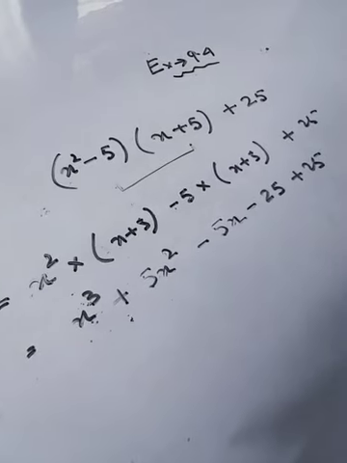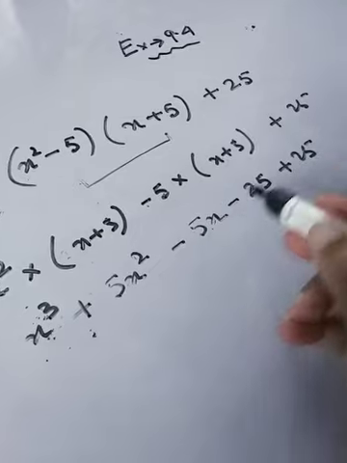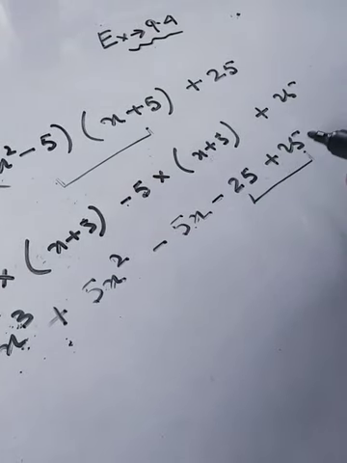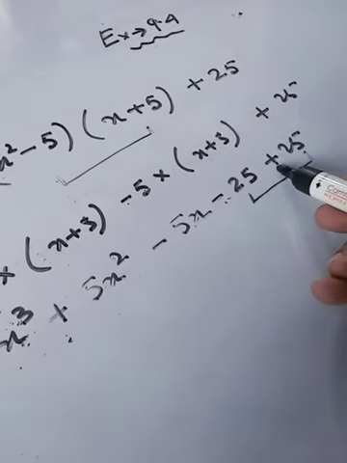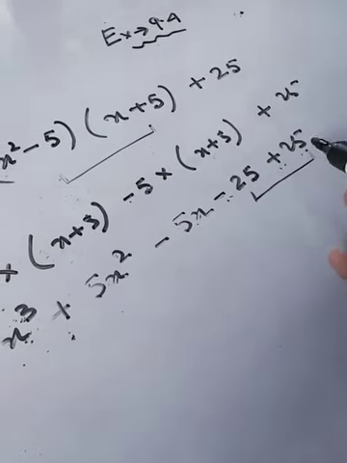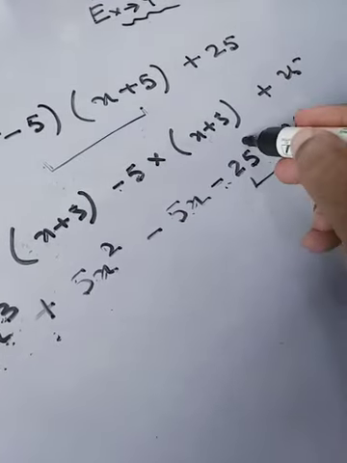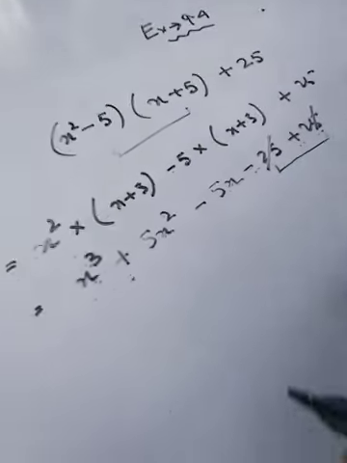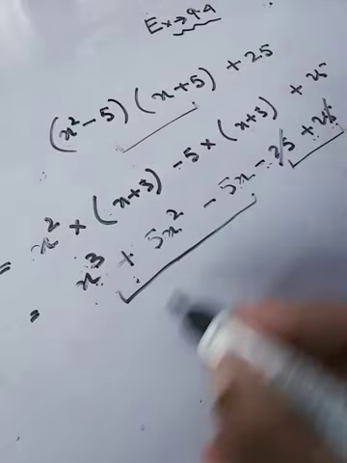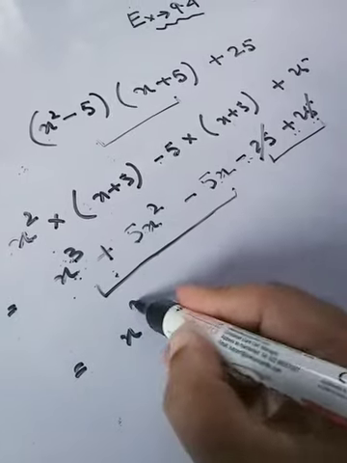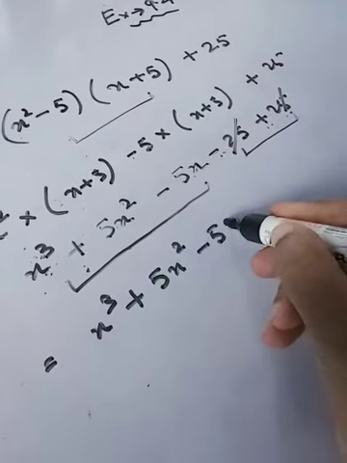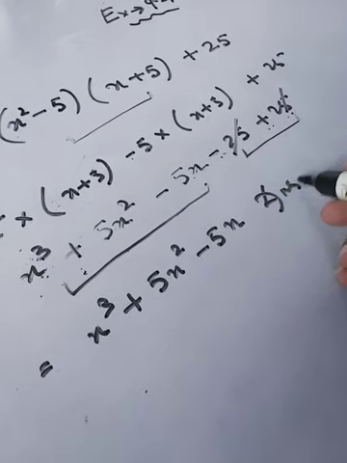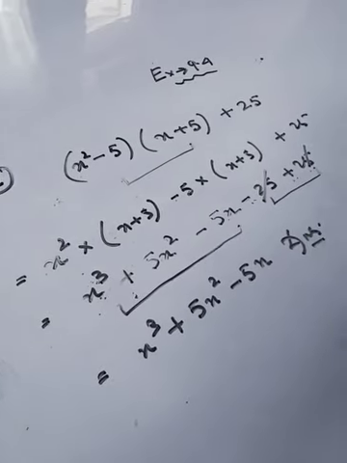Now is there any like terms? No like term, but these two constant terms are there, so we can solve it out. So minus 25 plus 25 is what? 0. Since it is coming 0, we can cancel it out like this. So the remaining terms are x cube plus 5x square minus 5x. This is your answer. Okay, easy.